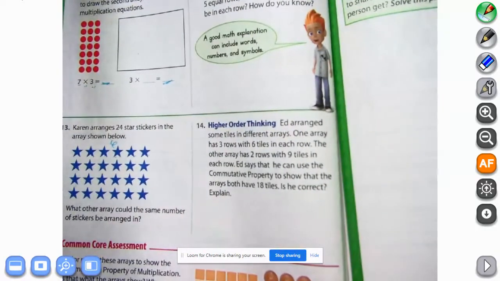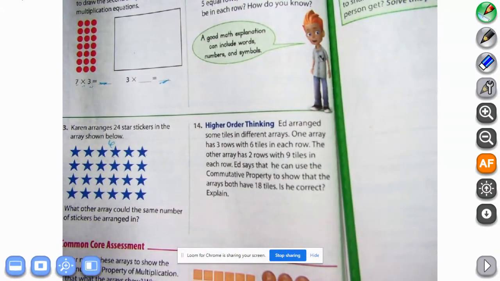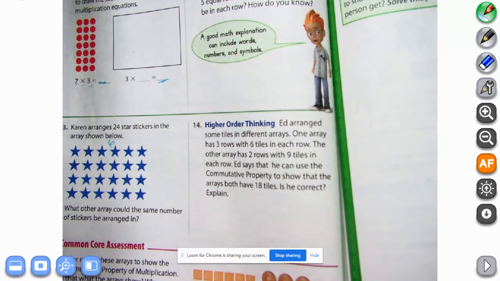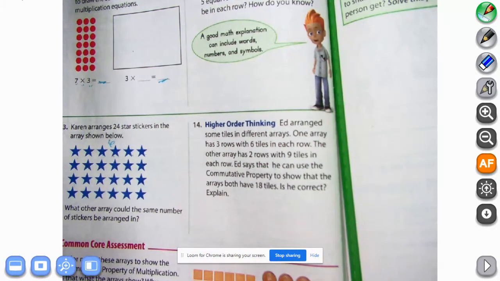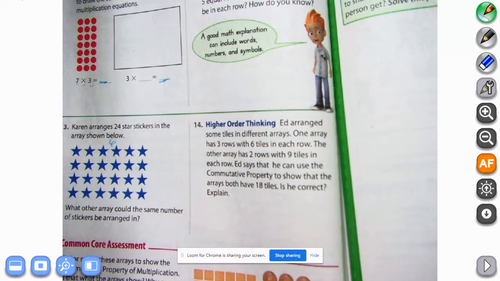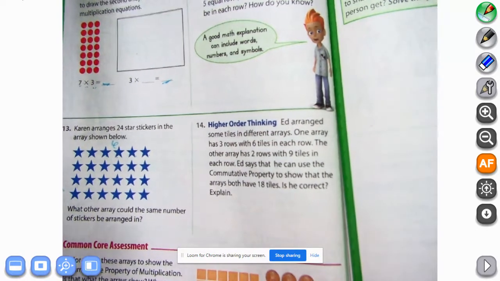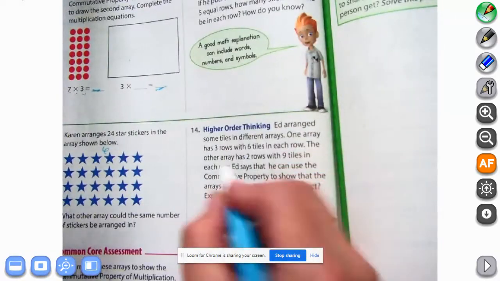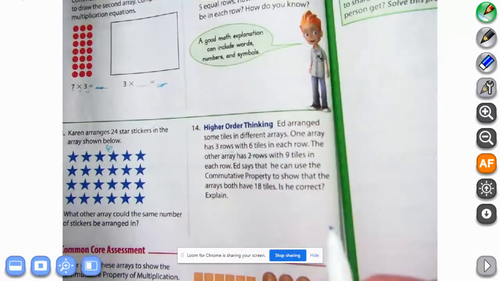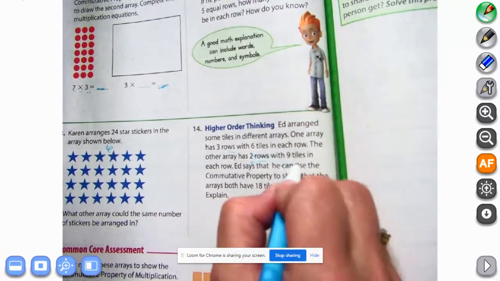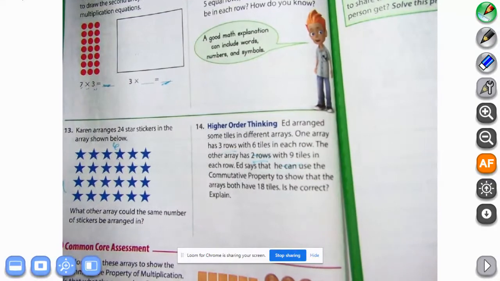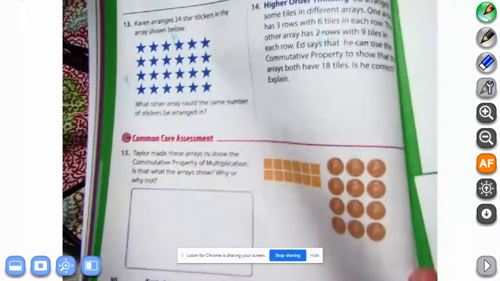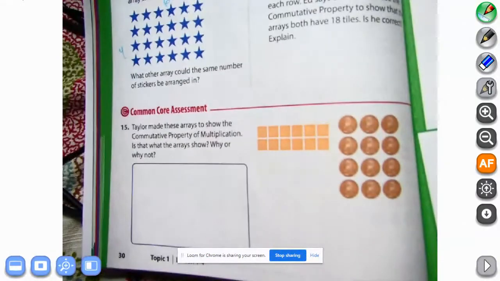Okay, number 14. Ed arranged some tiles in different arrays. One array has 3 rows with 6 tiles in each row. The other array has 2 rows with 9 tiles in each row. Ed says that he can use the commutative property to show that the arrays both have 18 tiles. Is he correct? Why or why not? And explain. Think on that one.